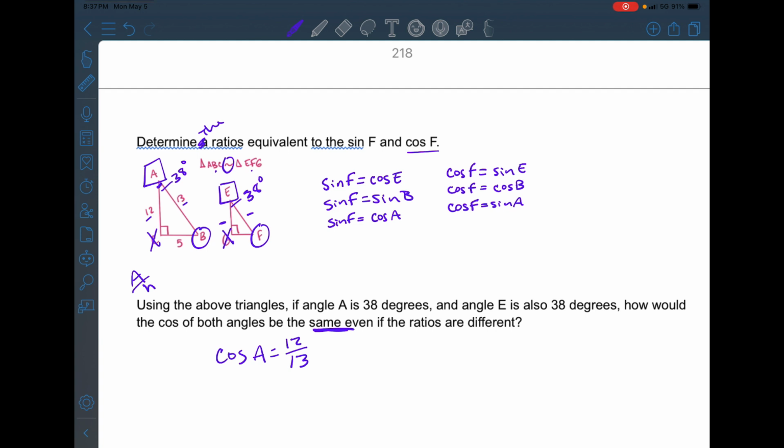Okay, cosine of A is equal to the cosine of E. A is 38, E is 38. That's why they're the same. No matter how many times you push in cosine of 38 in your calculator, you're going to get the same answer. No matter what size the triangle is, the angle is the same.